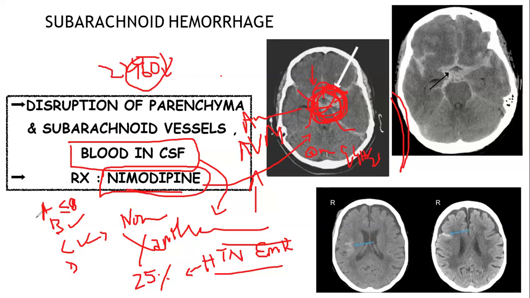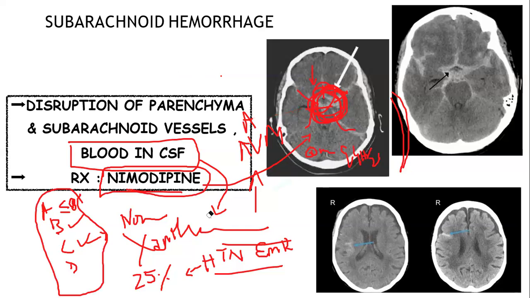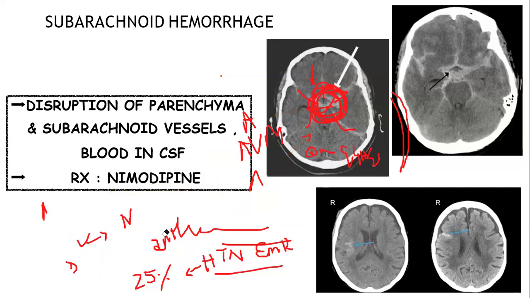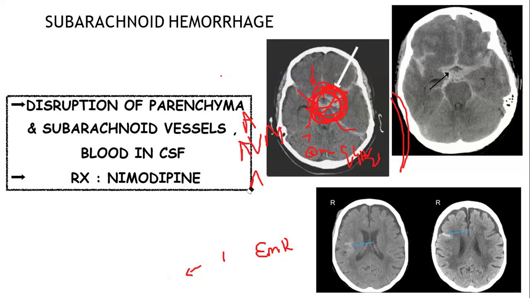This was the ED management. If they ask about the definitive management of the subarachnoid hemorrhage, what would it be? What is definitive management? Nimodipine. It is initial management. You are reducing the morbidity. With the help of nimodipine, you are reducing its expanding.